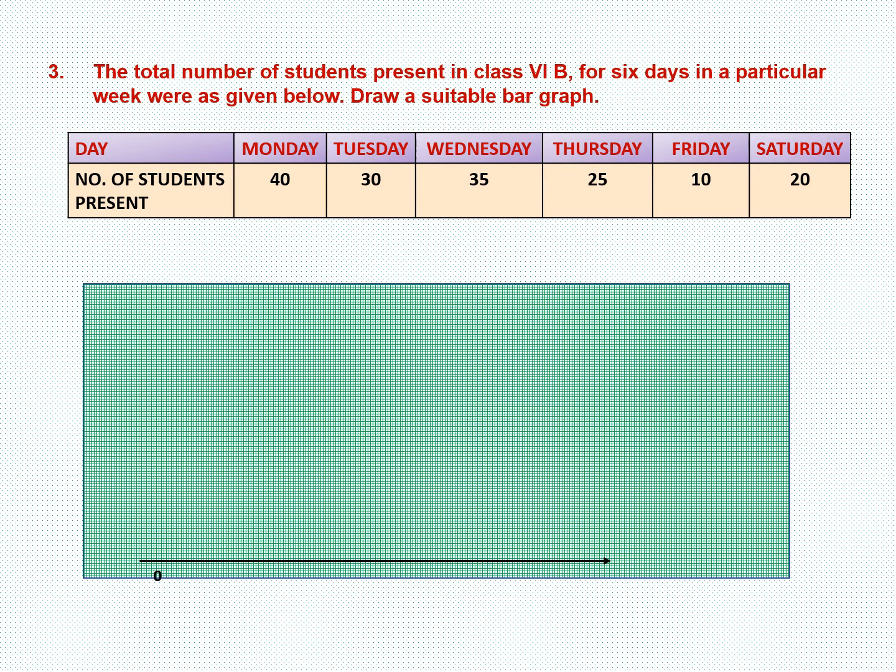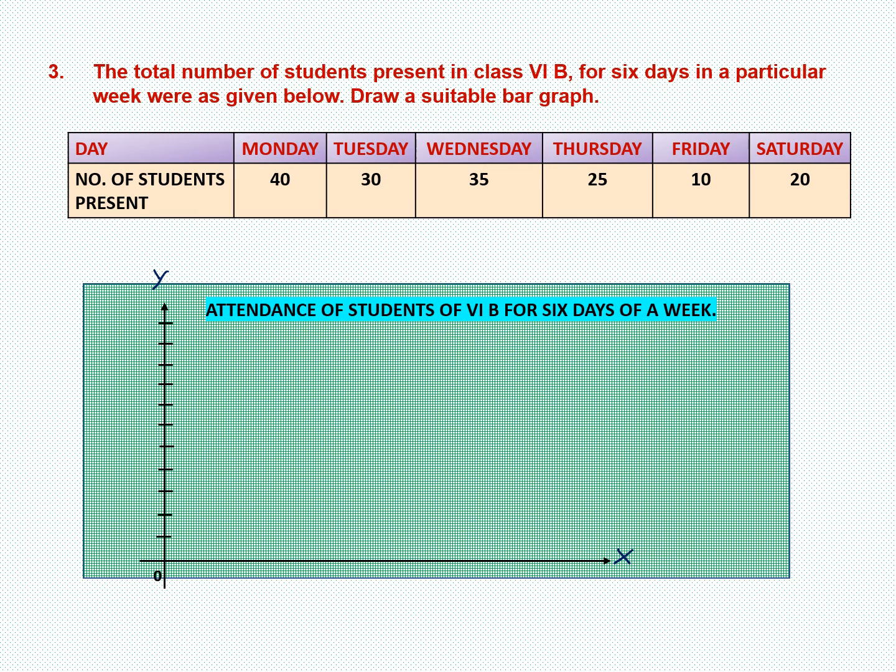Now we have our x-axis. So let's write x there. This is our x-axis, the horizontal line. Now the vertical line is the y-axis. Now the title. Title is attendance of students of 6B for 6 days of a week.